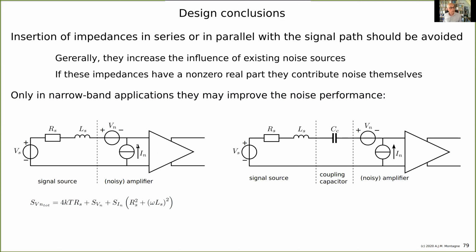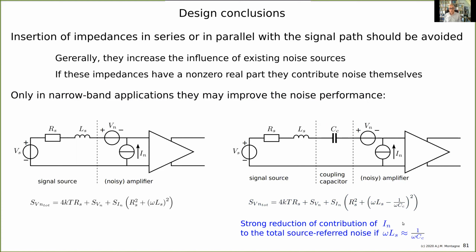IN times the impedance caused by LS was giving you noise voltage. But now the contribution of IN through LS is cancelled by a voltage across CS. But this is only in narrowband situations, and you can see it from this example. It is only when omega is in the vicinity of the resonance frequency of the network.